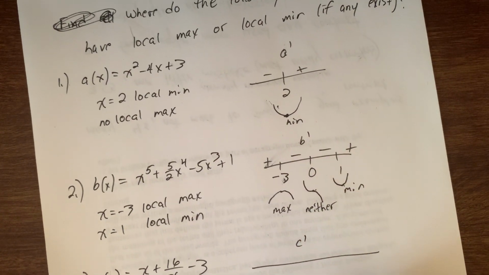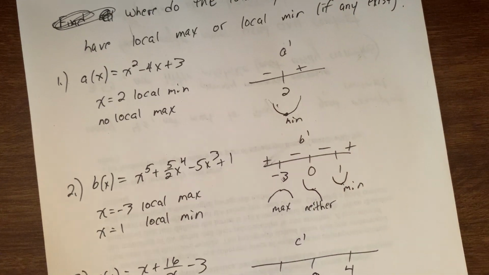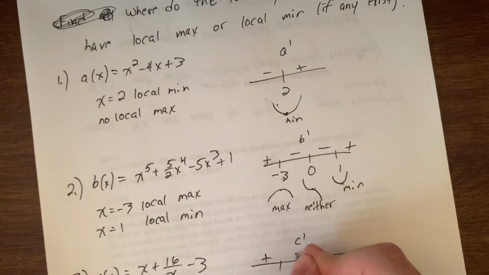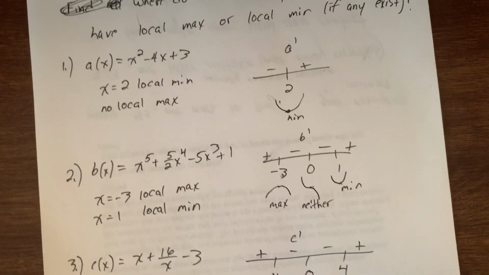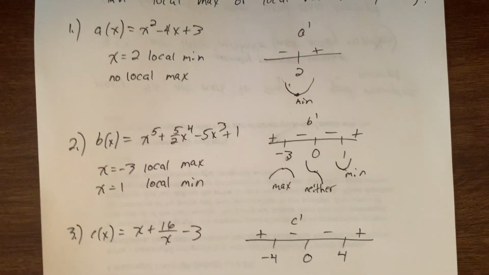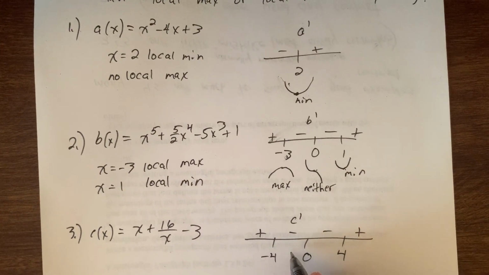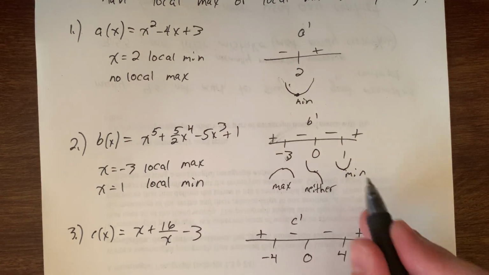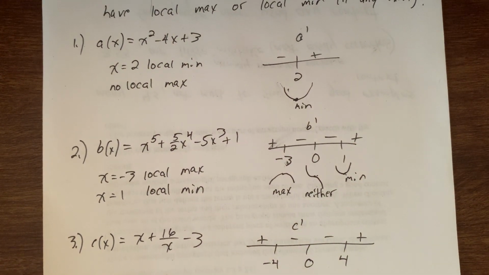We had C prime, we had -4, 0, and 4, and we went plus, minus, minus, plus. Very similar, everybody. Going up, going down. You don't have to draw these. The more you get used to this, the better you are.